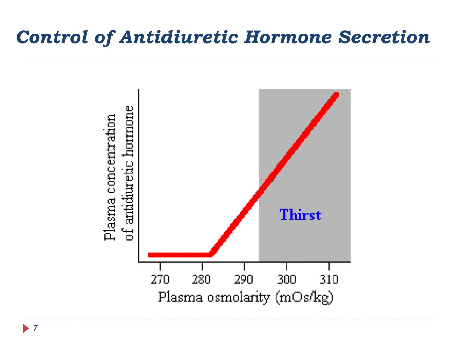As you can see in the figure, antidiuretic hormone concentration rises steeply and linearly with increasing plasma osmolarity.